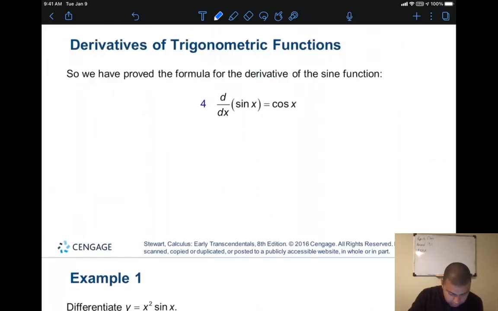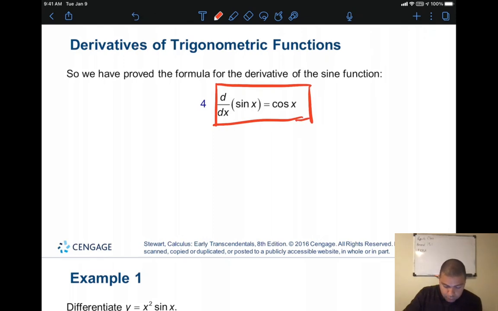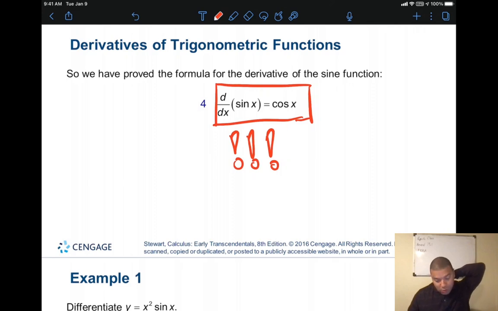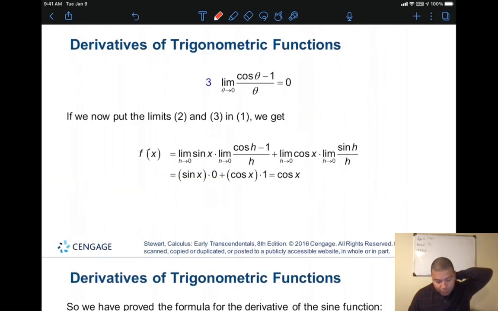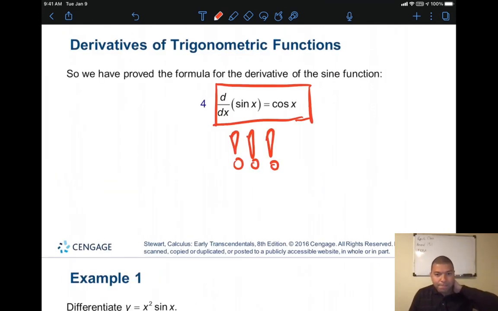So this proves what we expected, right? The derivative of sine equals cosine. We add this to our table of known derivatives so that we don't have to go through this whole process of calculating a limit again. And now you understand the importance of memorizing certain things.